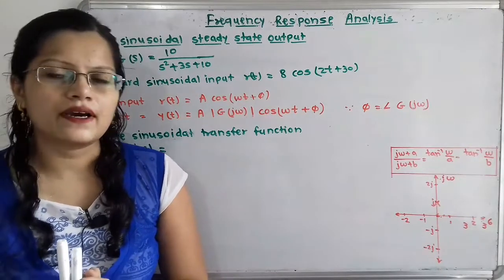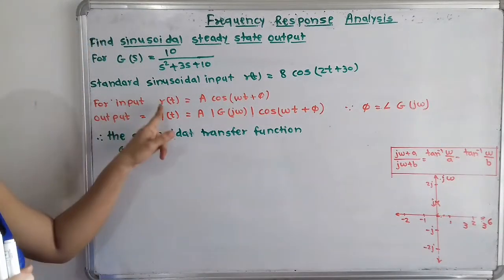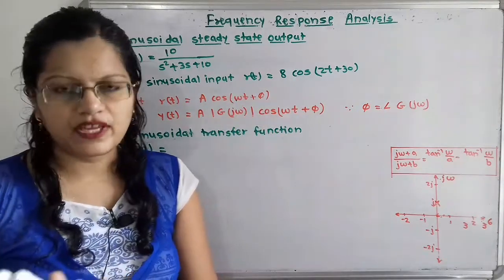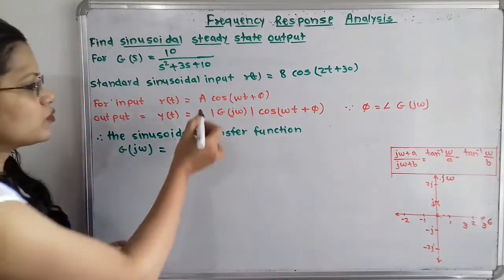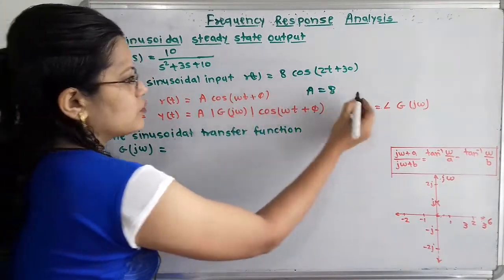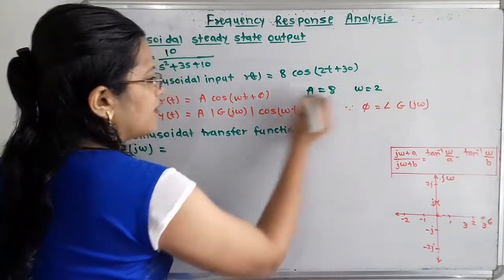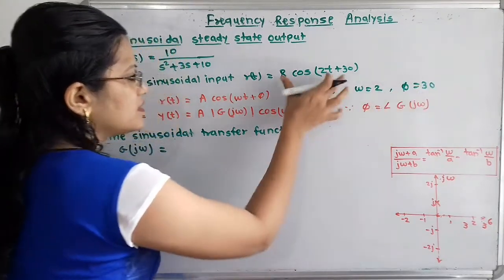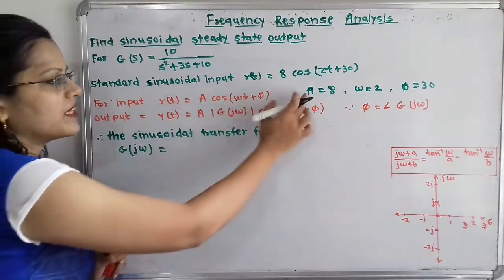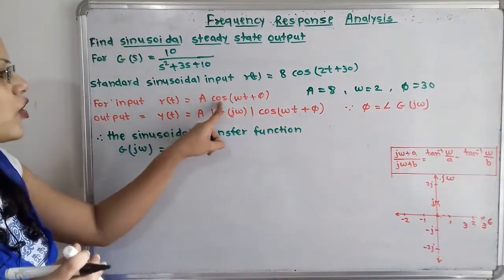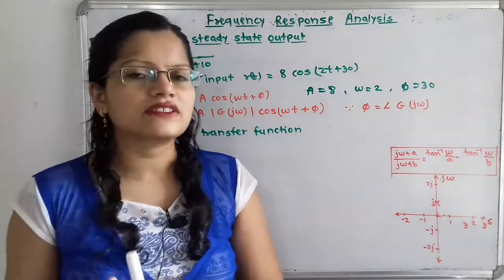Now we will compare this input with r(t) = A cos(ωt + φ). Then A is equal to 8, ω is equal to 2 and φ is equal to 30. So if we compare this input with the standard input, then we will get all the values. So for this input A cos(ωt + φ), what is the output?